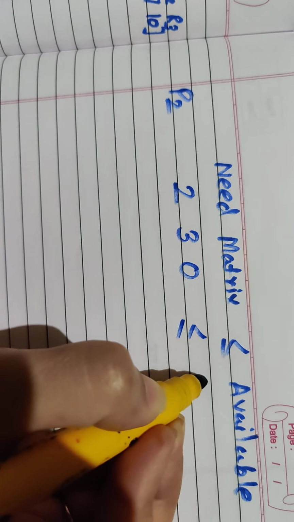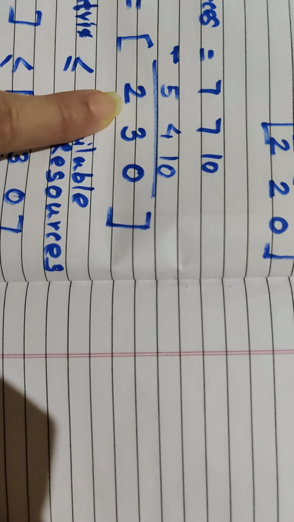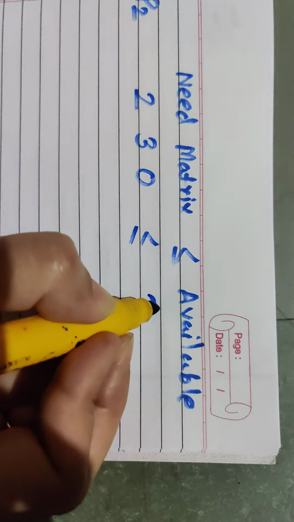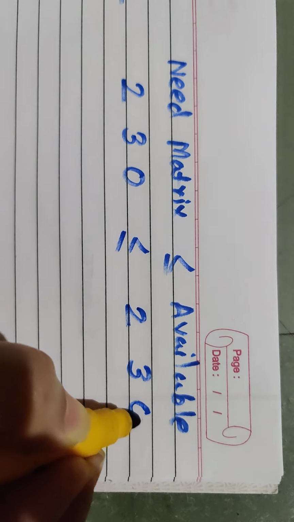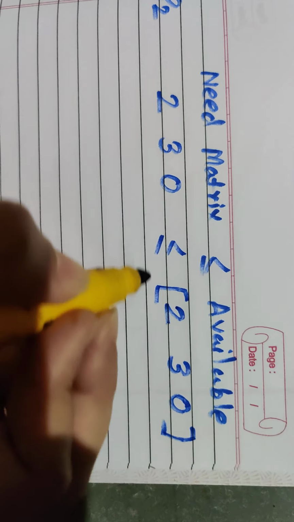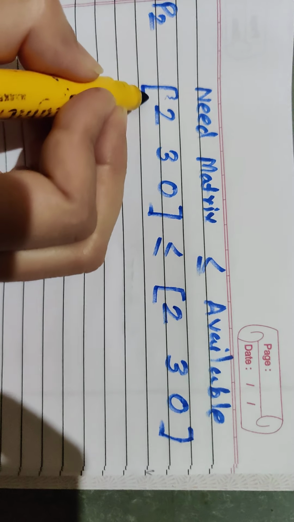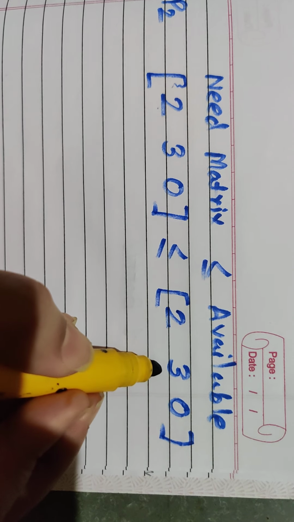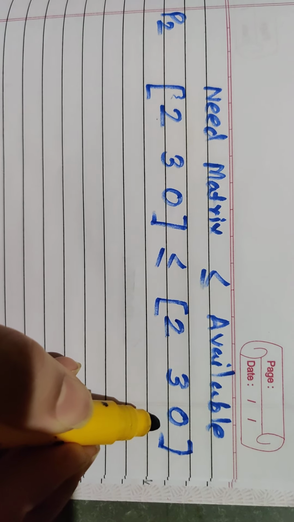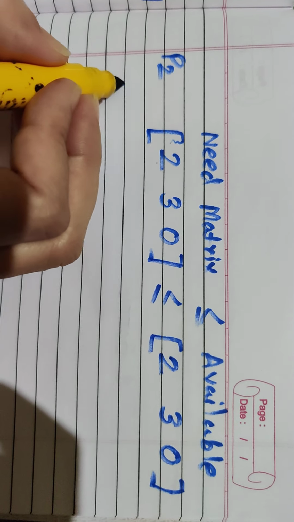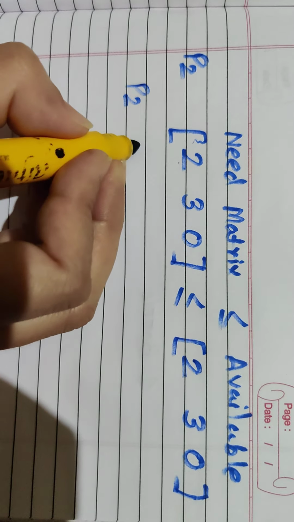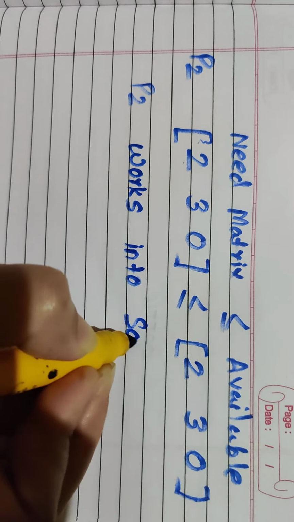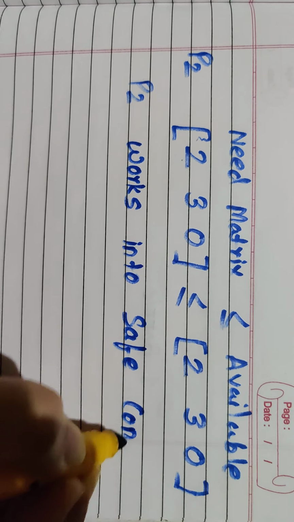Is it less than or equal to available? Now the available resources are 2, 3, 0. So available resources are this, need matrix is this, so we have to compare. 2 less than or equal to 2? Yes. 3 less than or equal to 3? Yes. 0 less than or equal to 0? Yes. So P2 will go into safe state, P2 works in a safe condition or safe state.